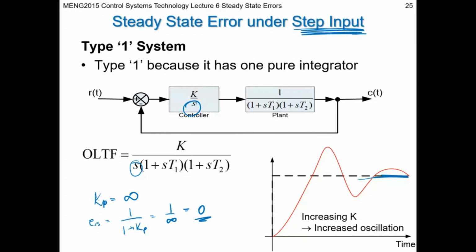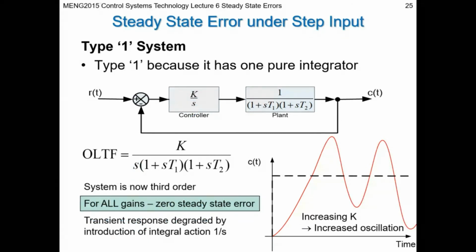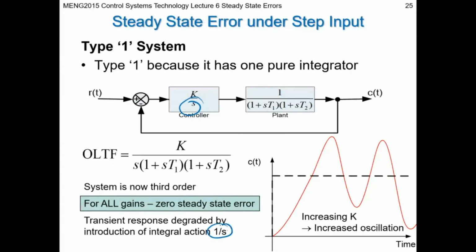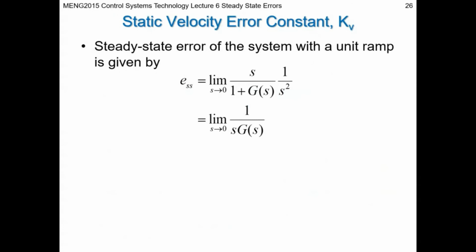If you increase K now, you're still going to end up settling to the final value, to the set point, but it's going to be more oscillatory. Right, so for all gains, you've got 0 steady state error, but the issue now is we've introduced this s term here, the integral action 1 upon s. It got rid of the steady state error, but it's made the system more oscillatory.